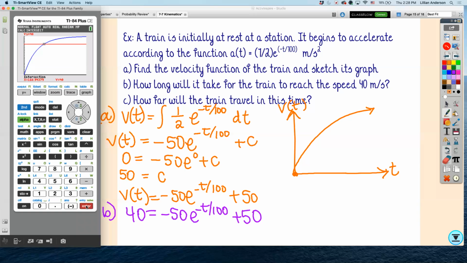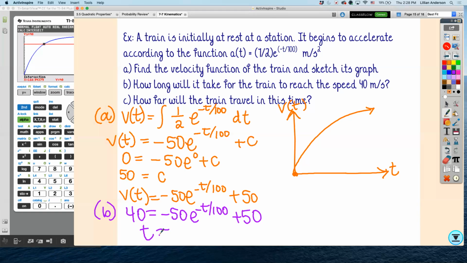So to 3 significant figures, it is 161 seconds. Good stuff. I could even add into my graph that this is 40, and I'm looking for that intersection, and boom, I get even more method points. Really? Yeah, that's even more method. Look at that. Okay. How far would the train travel in this time?